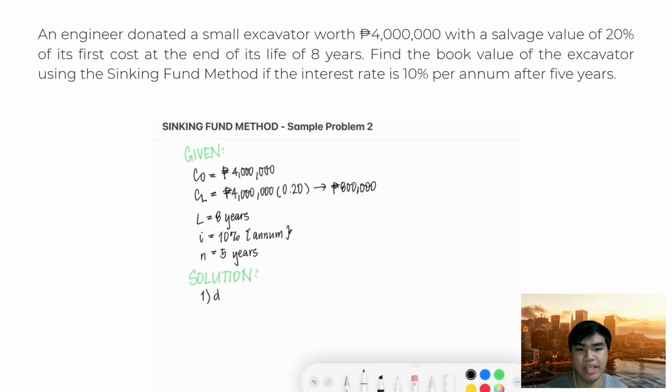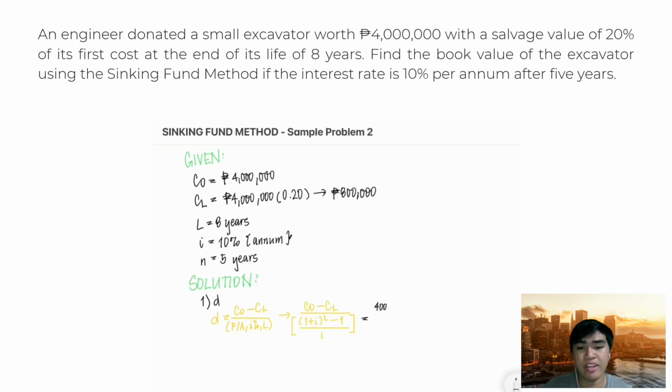First is the variable d, where I annotated the formula I showed earlier to remember the process quickly. Variable lowercase d equals the difference between the original cost and the salvage value over the compound amount factor using the values of interest rate and the useful life duration, which results in a value of 279,820 pesos and 856 centavos. We want to record its intermediate value to keep the authenticity of our solution.